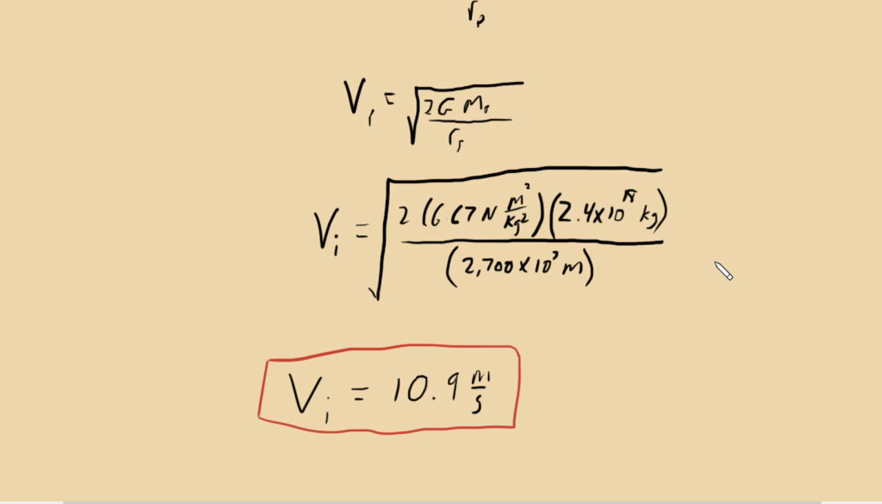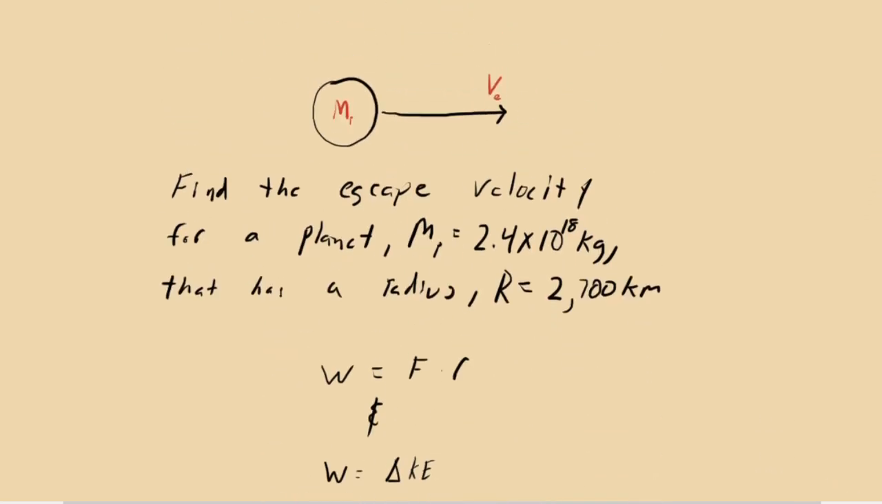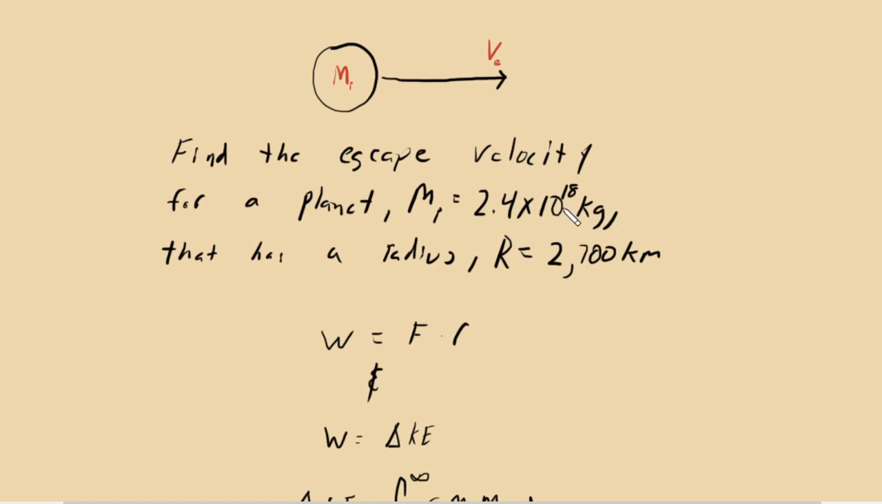So that answer is pretty small. It seems like a low velocity to be escaping from a planet, but that's because the mass of the planet is pretty small, 2.4 times 10 to the 18 kilograms. Earth is a factor of 4 times or 6 times that, I believe.